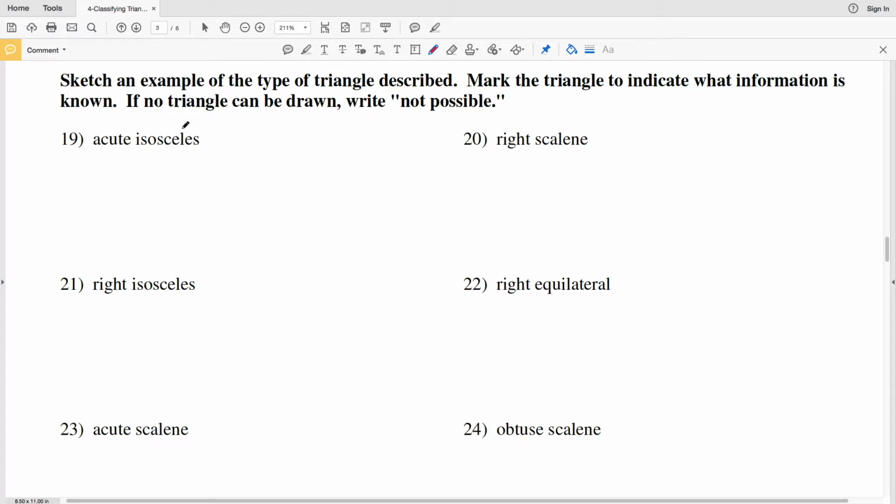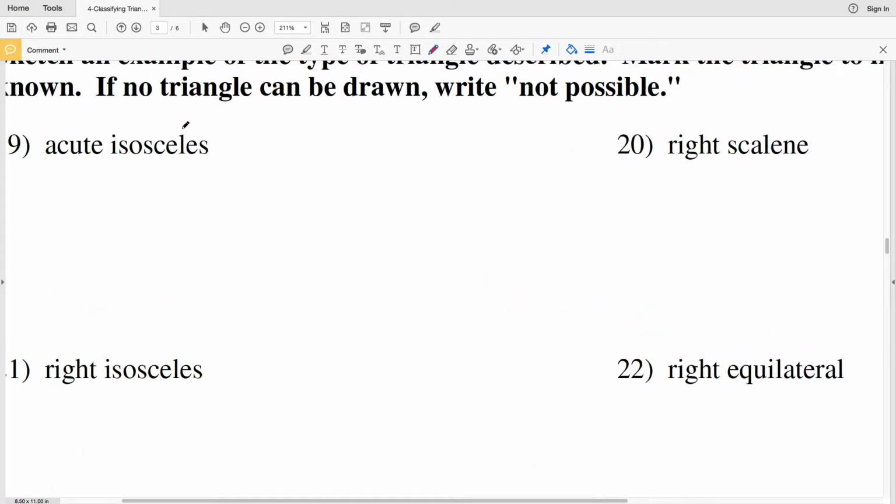In this video, we're going to finish out the Kuta Software free geometry worksheet, Classifying Triangles. Our directions for this portion of the worksheet state to sketch an example of the type of triangle described. Mark the triangle to indicate what information is known. If no triangle can be drawn, write not possible. So let's get started with number 19.